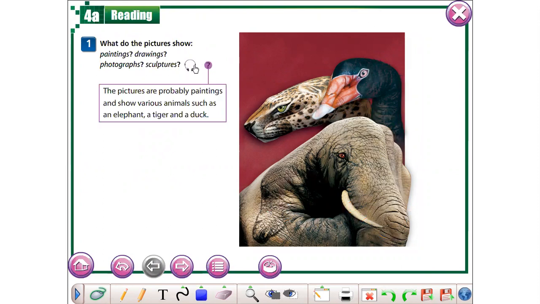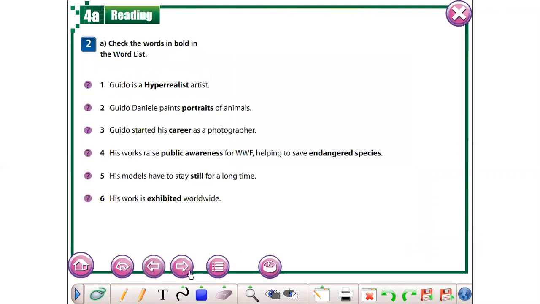Listen and read, please. The pictures are probably paintings and show various animals such as an elephant, a tiger, and a duck. Okay, so this is a special type of art. Now let's go to section 2.